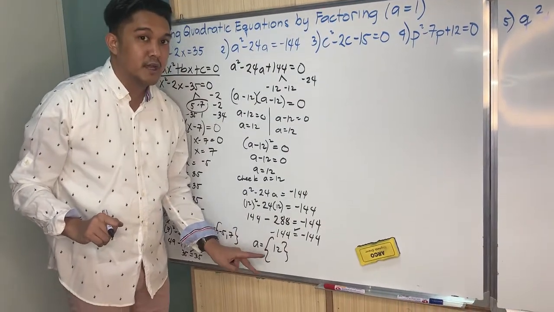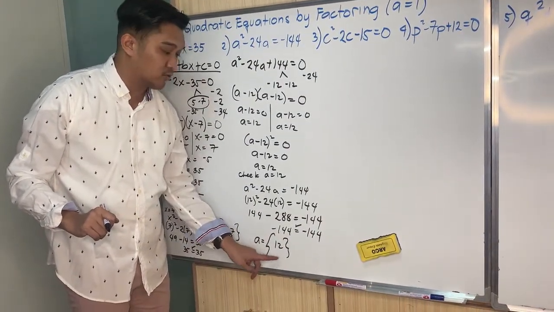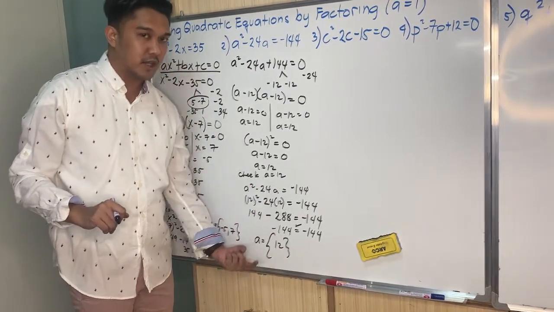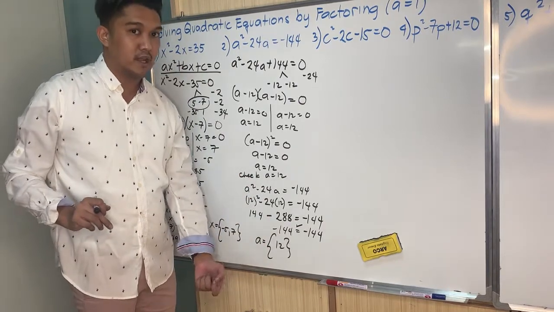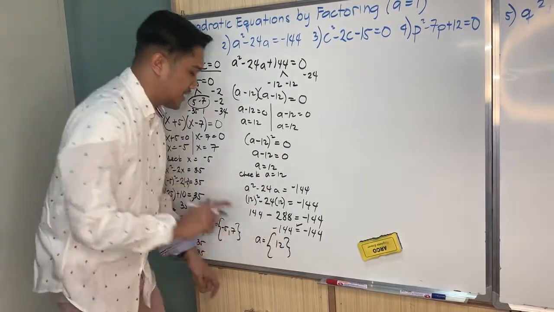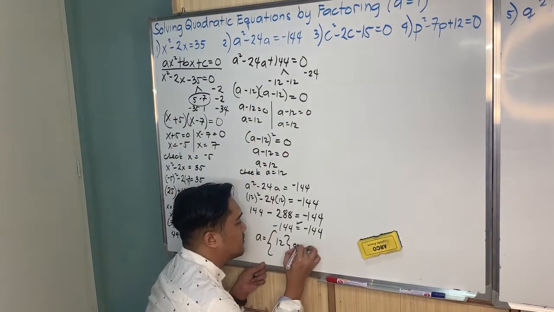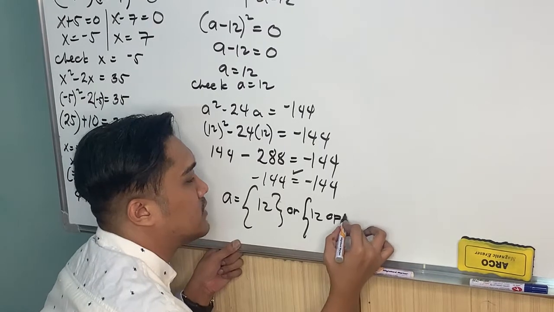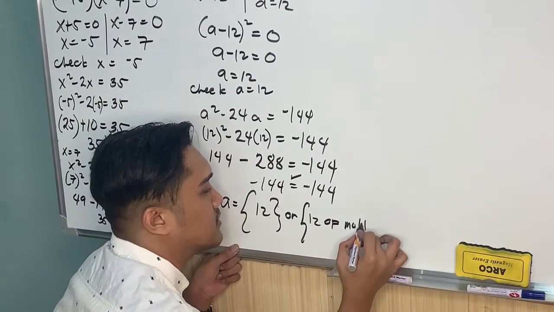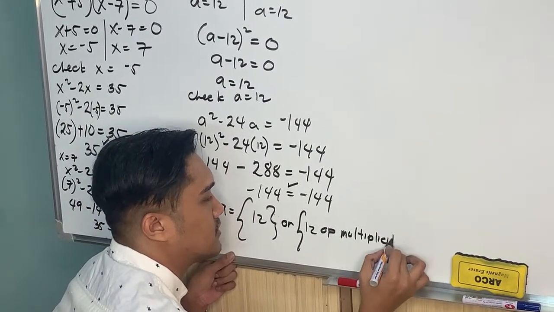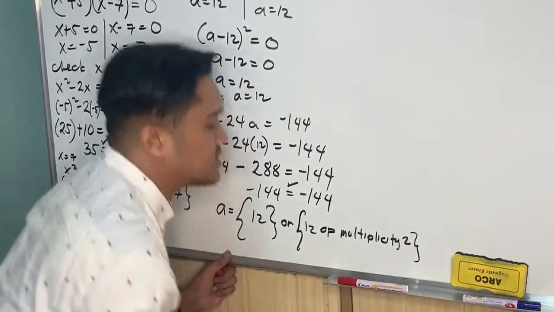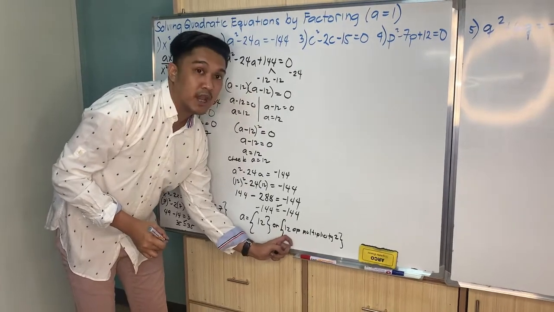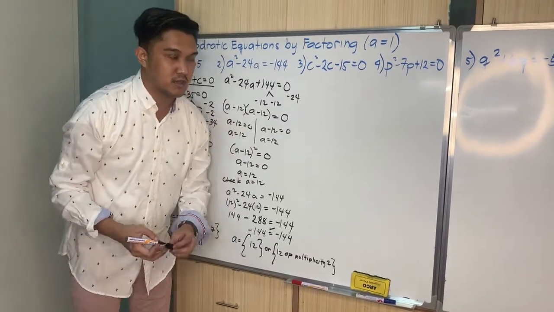Kasi hindi pwede na parehong 12 ang ilagay mo doon. Kasi sa set notation, hindi pwede na nauulit ang element pag sinulat. So, dapat ilagay siya as 12 of multiplicity 2. Ano ibig sabihin ng 12 of multiplicity 2? There is an existing na dalawang 12 sa loob ng solution set.